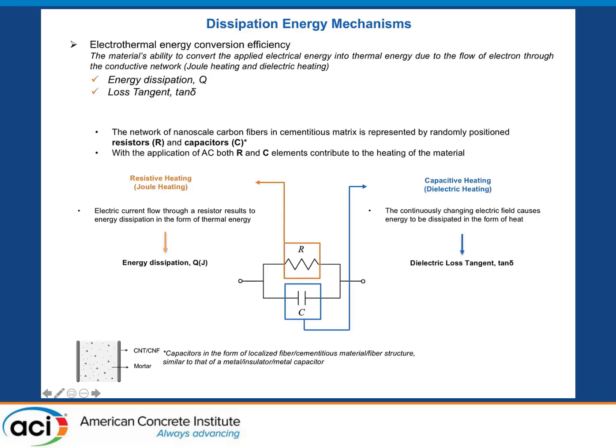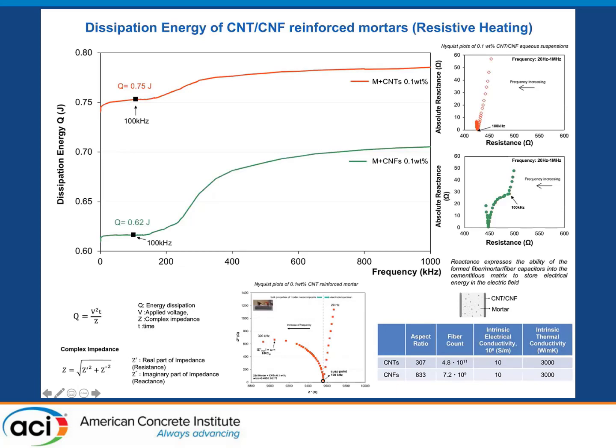I will start with results related to resistive heating. The conversion of electrical to thermal energy is called dissipation energy and is inversely proportional to the value of the complex impedance. Impedance is the complex number, composed of a real and imaginary part, that describes the opposition of the material to the flow of an AC current, alternating current. The complex impedance of a material varies with frequency. This is the reason variation in dissipation energy values is expected at different frequencies.